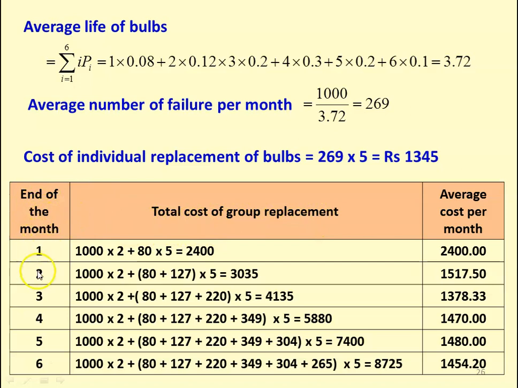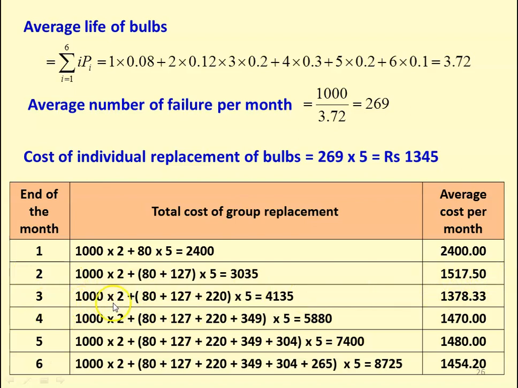So at the end of the first month, we have the number of months. 1000 bulbs into 2 plus 80 failures into 50. This is equal to 2400. So 2400 rupees average cost per month. Then 1000 into 2 plus 80 plus 127 into 5 equals 3035, divided by 2 equals 1517.5.